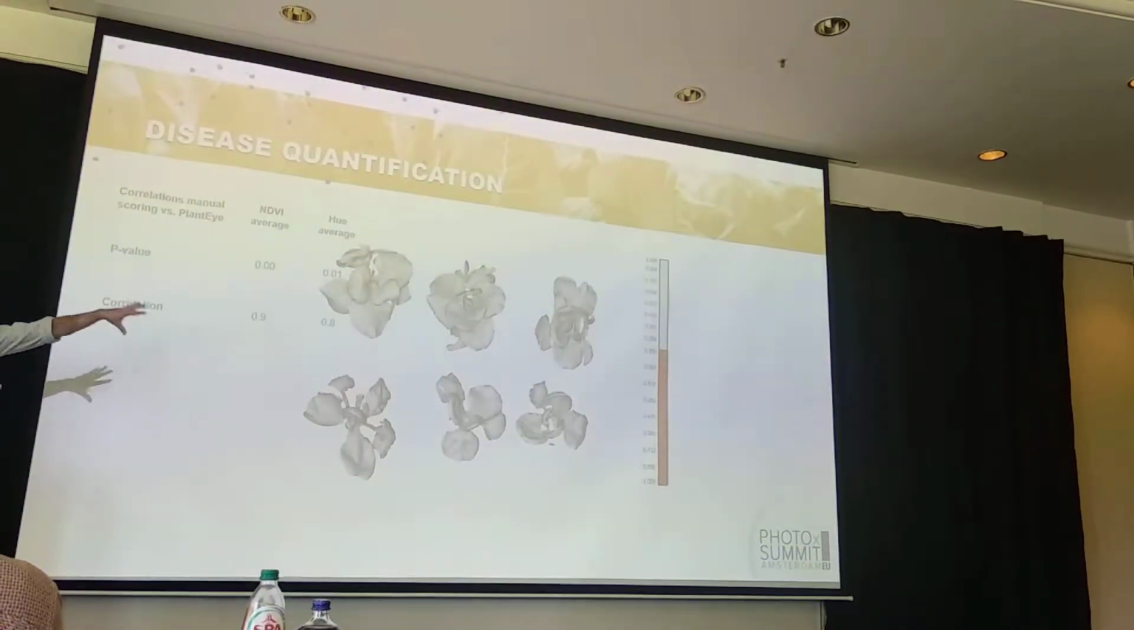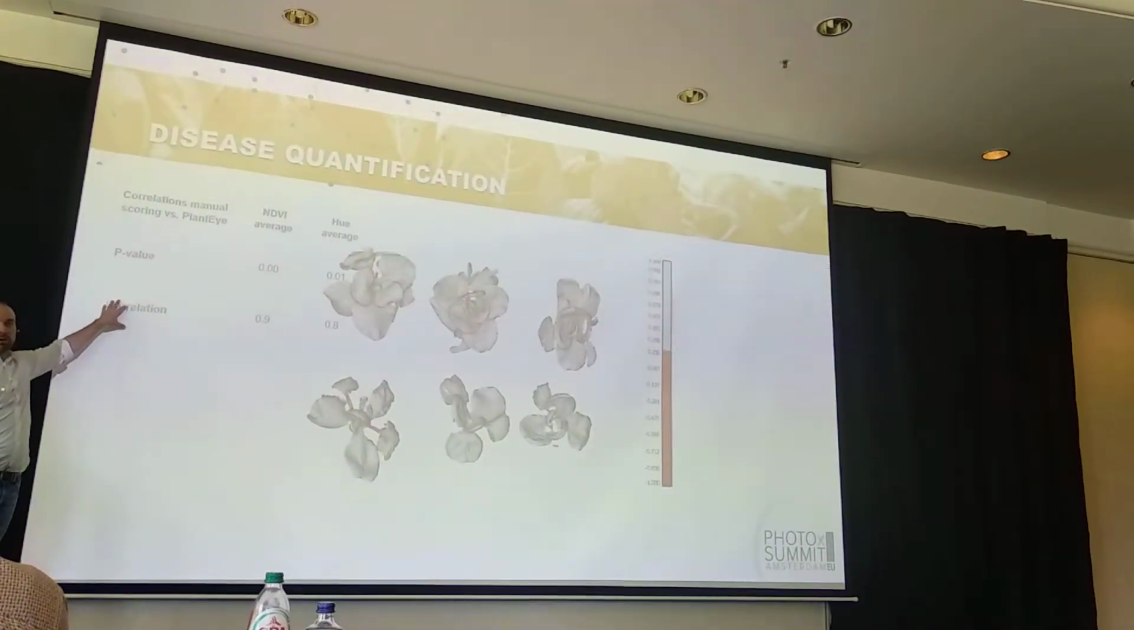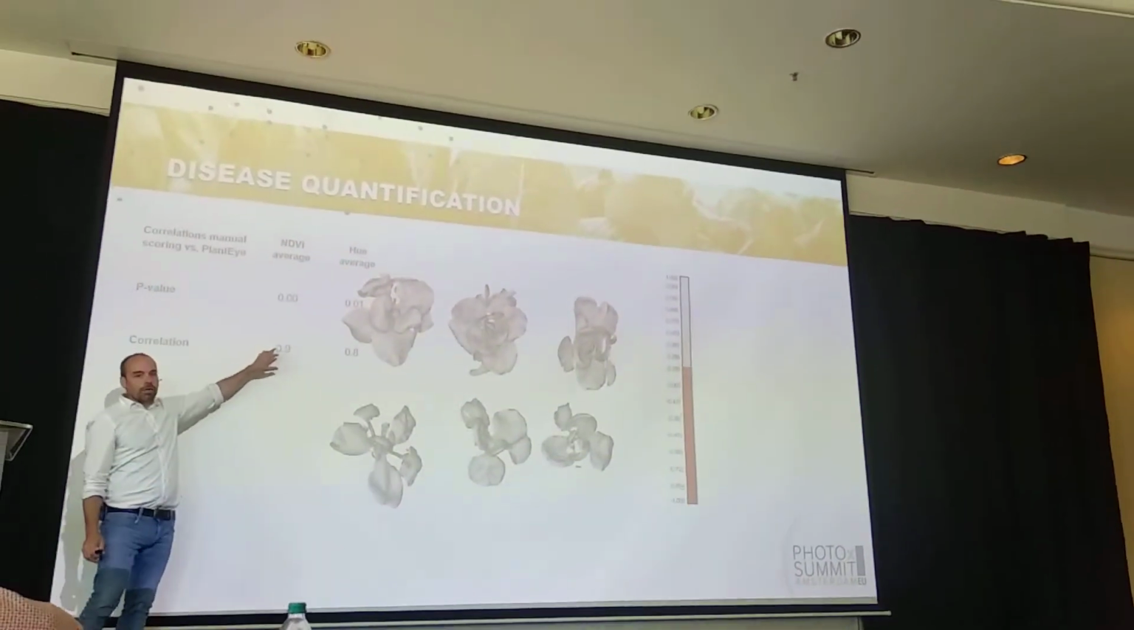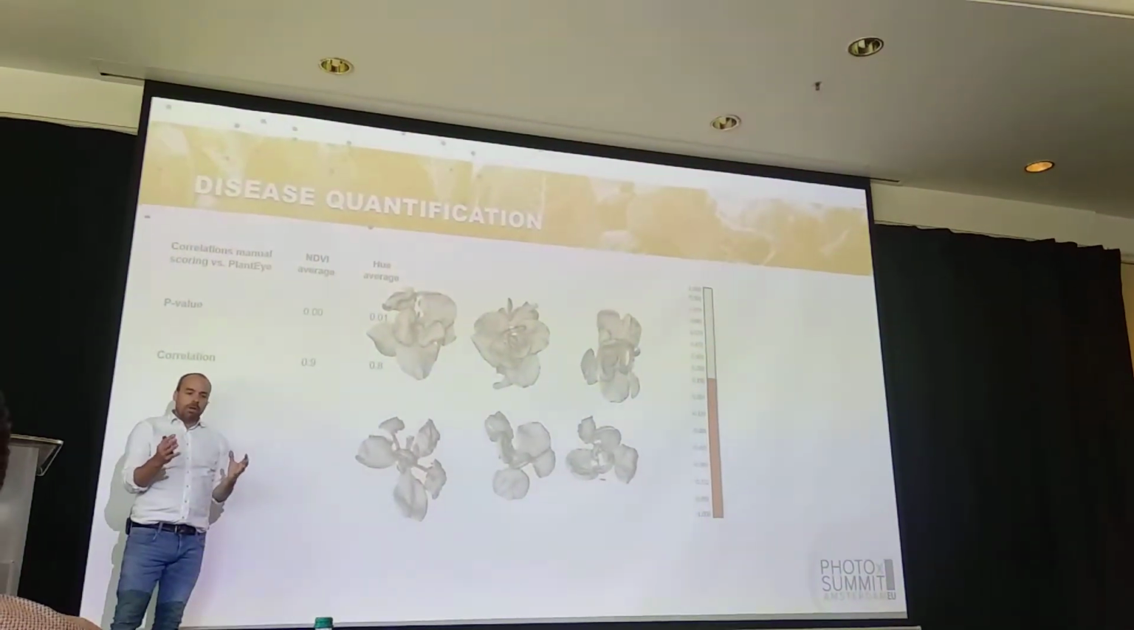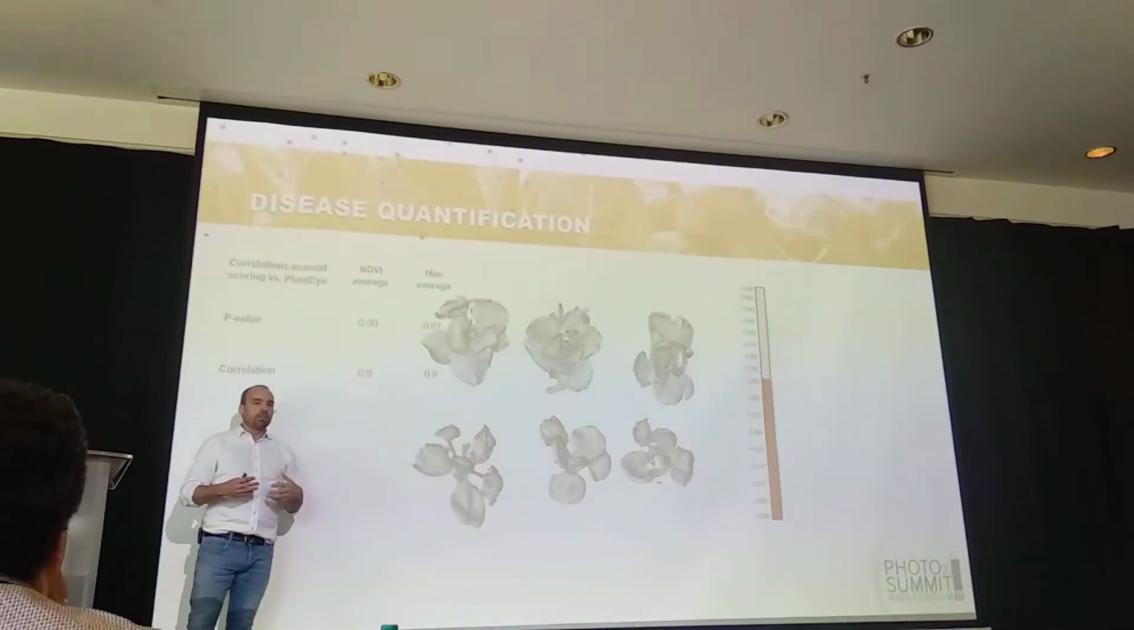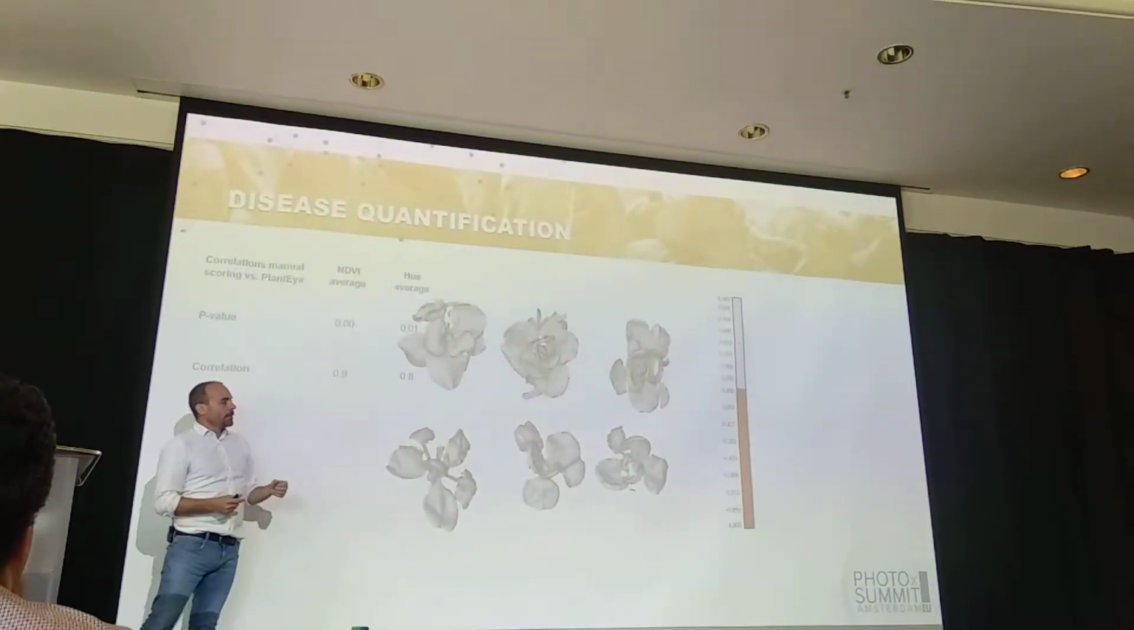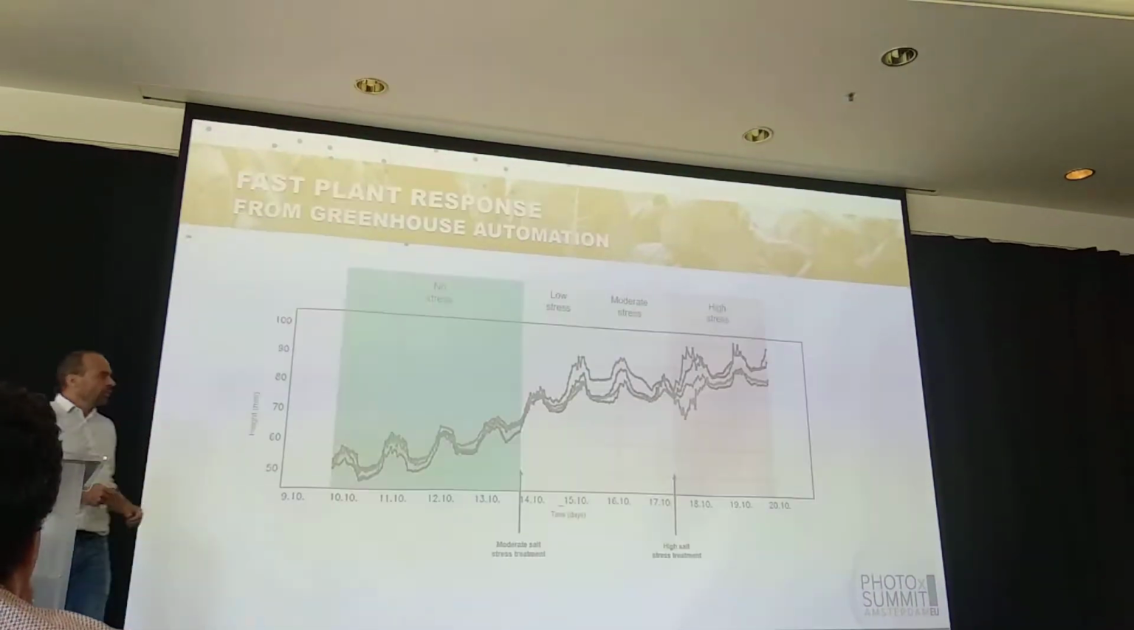And if you compare this data with the information we get from the breeders, we get a 0.9 correlation. That means you can really automate what breeders are doing every day in the greenhouses and on the field. So these are two examples.